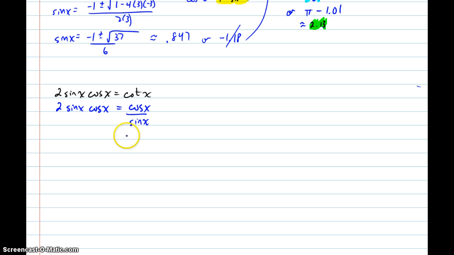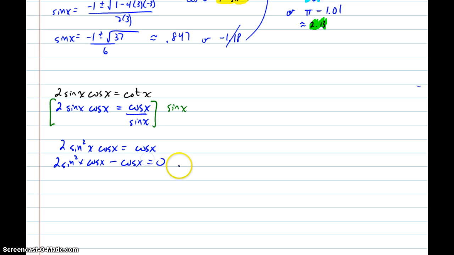And I'm going to do the same thing I did last time. I'm going to get rid of that denominator by multiplying the whole equation by the sine of x. So that's going to give me 2 sine squared x cosine x equals cosine x. We still have a little bit of a problem here. Well, you know what? I see cosine x on both sides, so you may be tempted to divide out by cosine x. But every time you divide by the variable, you may be eliminating a solution. So a better system than dividing by the variable is to get everything on one side. So 2 sine squared x cosine x minus cosine of x equals 0.